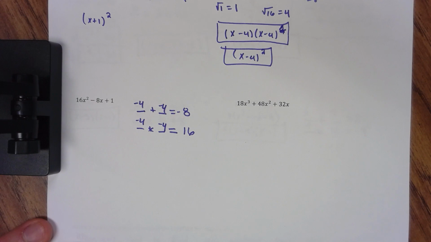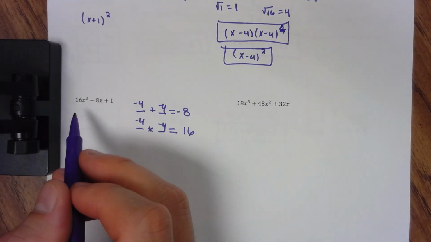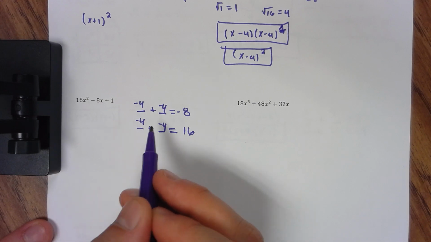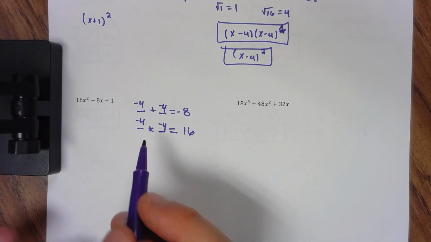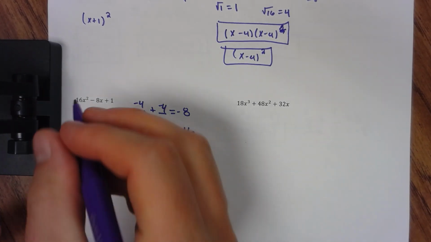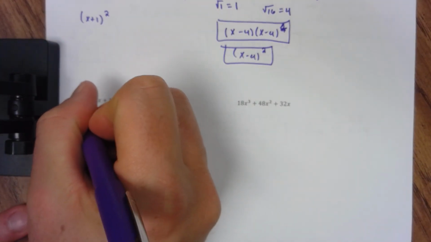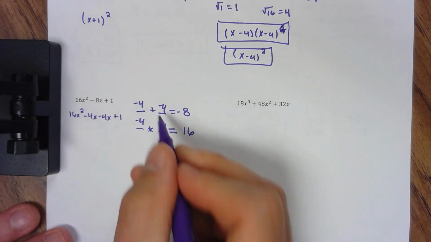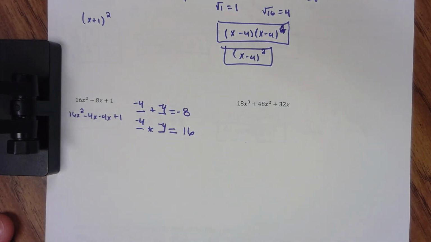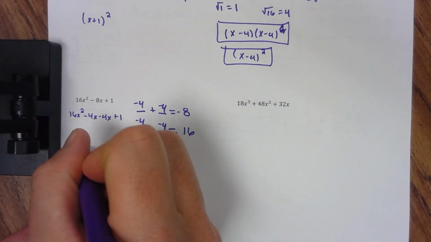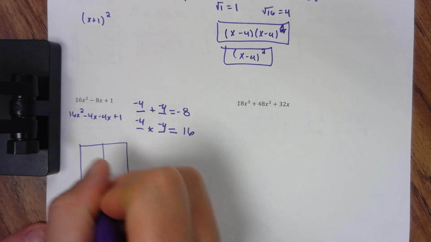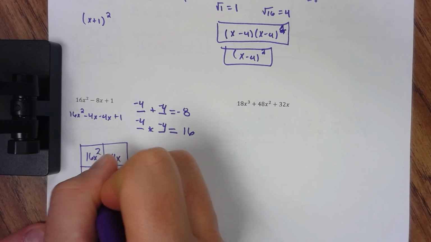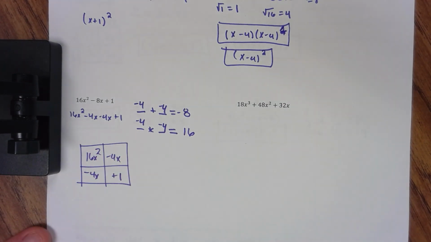Now, be careful here because a is not 1. So my factor is not x minus 4 times x minus 4. Remember, these two numbers, what they're doing 100% of the time is they are taking the -8x and splitting it up into those two terms. So -4x, -4x. So now I've got 16x squared, -4x, -4x, and 1.